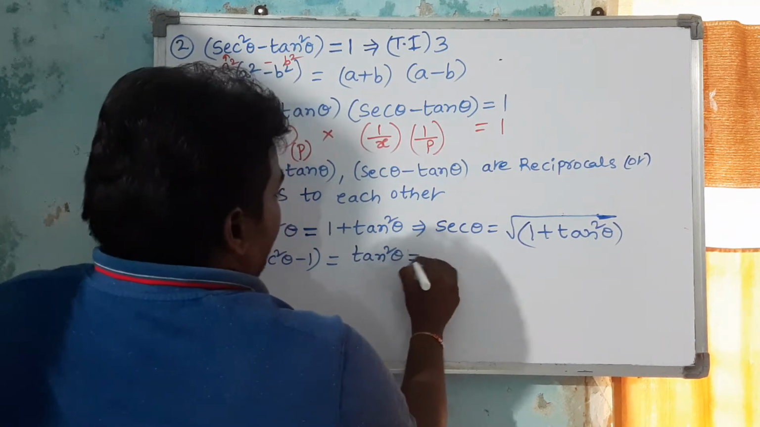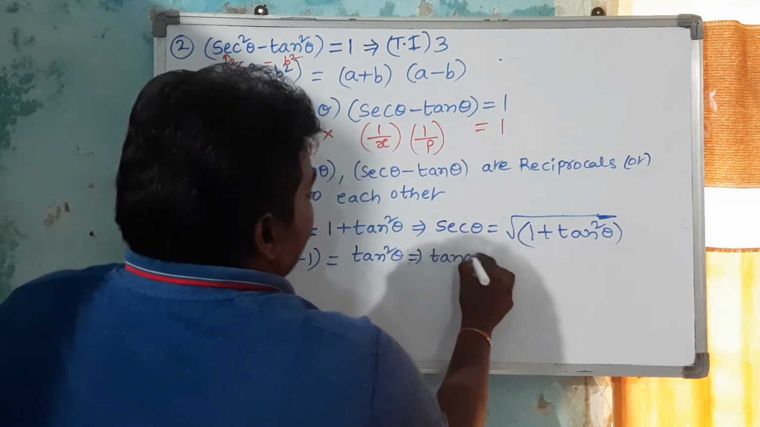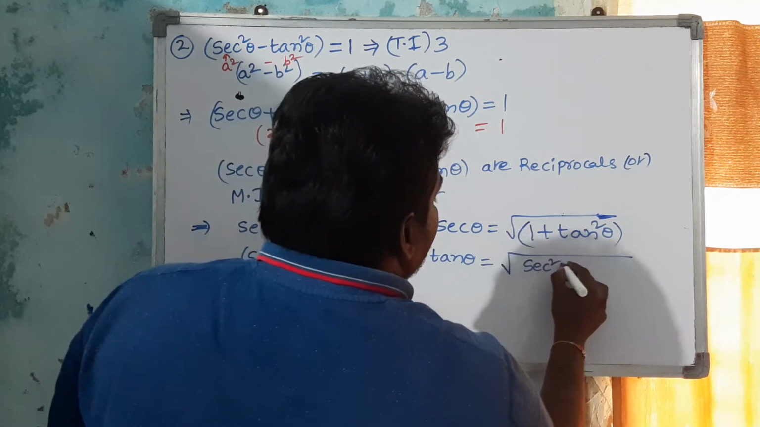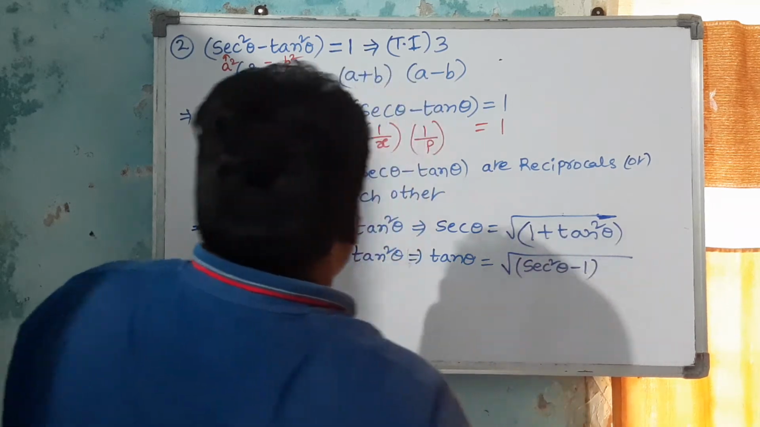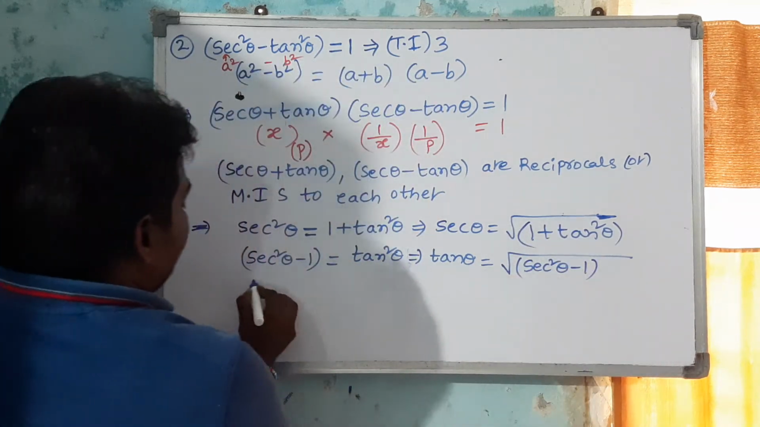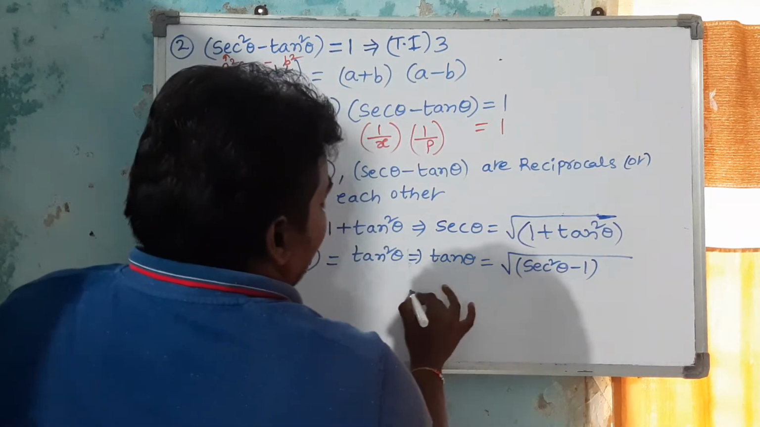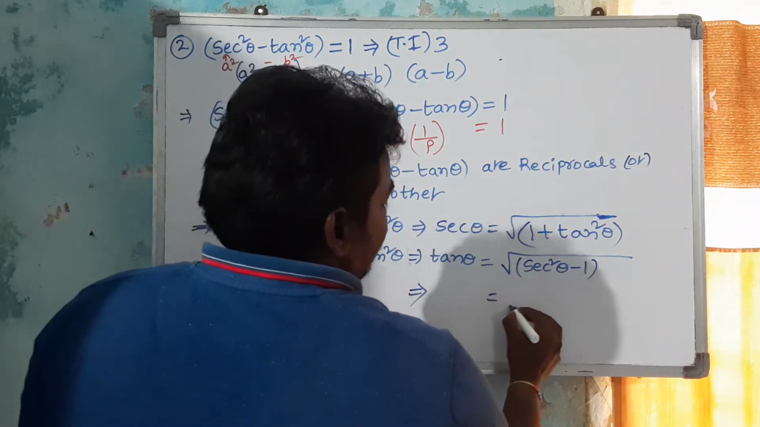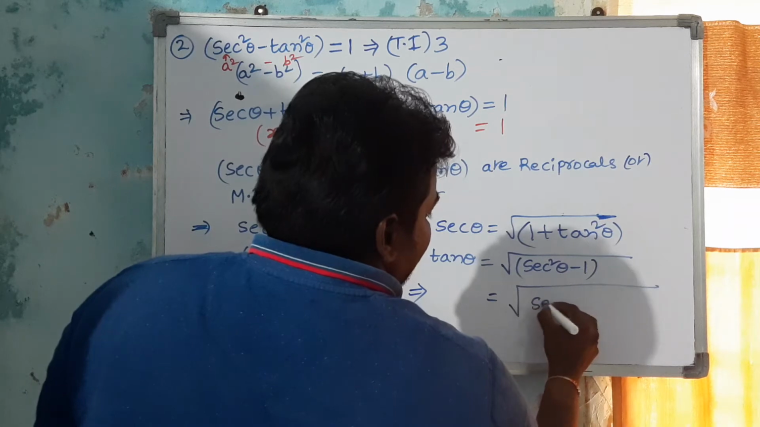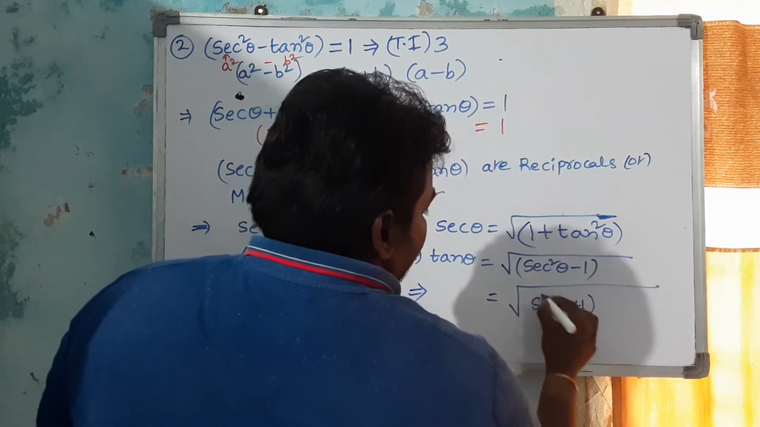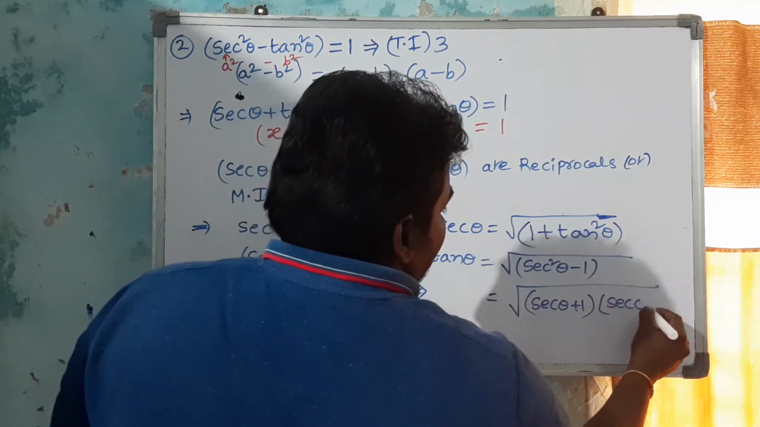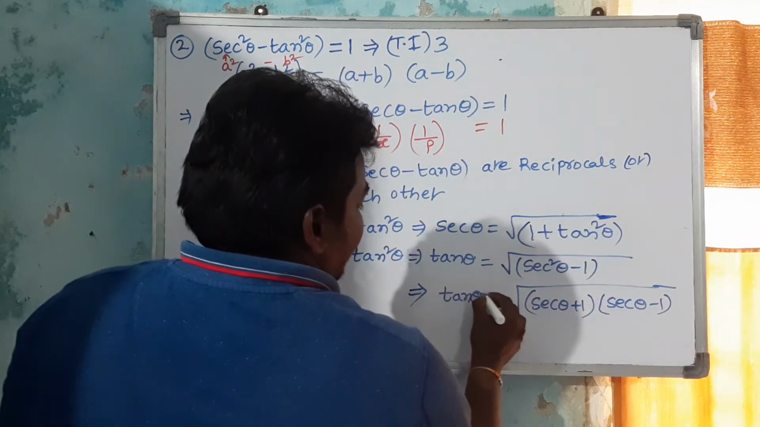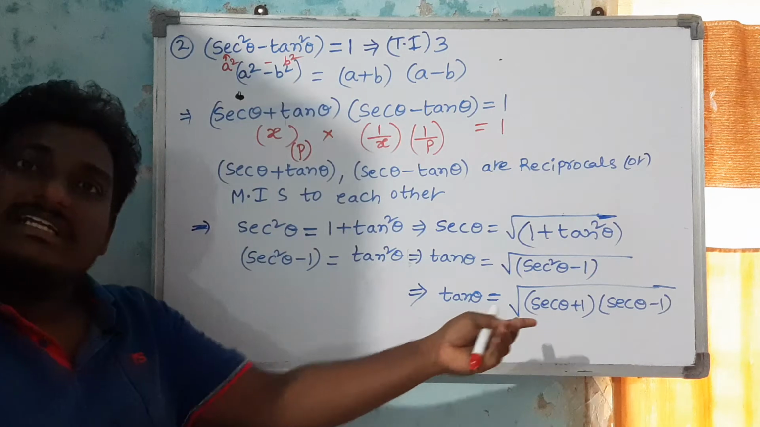From this I can say tan theta equals the square root of secant square theta minus 1. Now secant square theta minus 1 can be written like this, by the a square minus b square formula: secant theta plus 1 into secant theta minus 1. So tan theta is now the square root of secant theta plus 1 into secant theta minus 1.